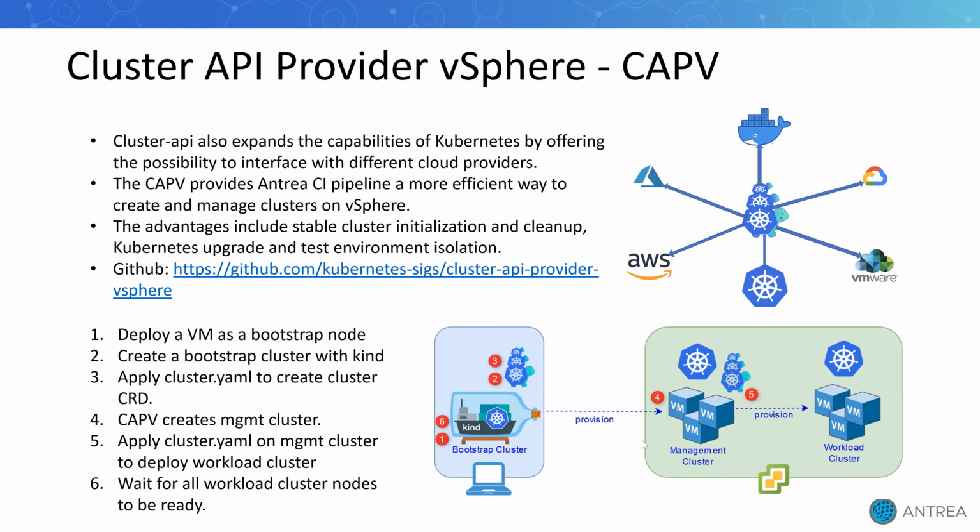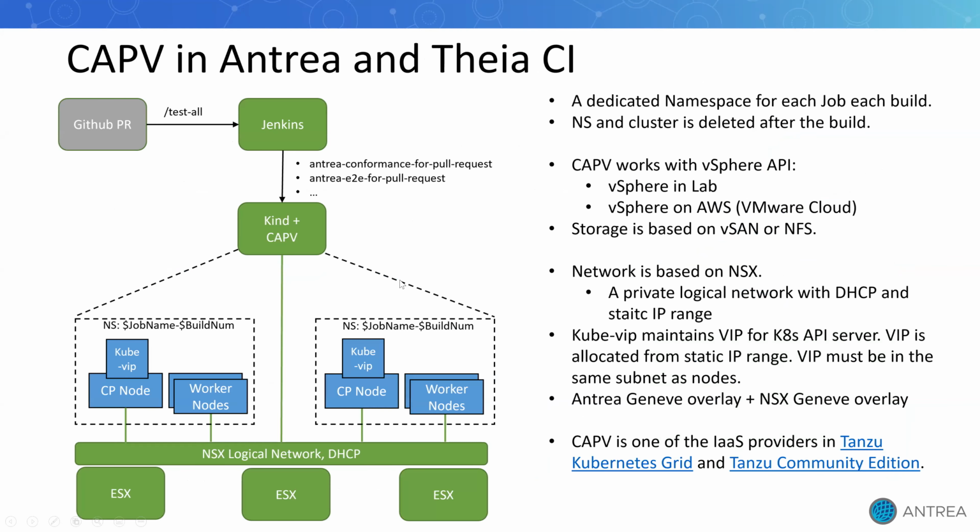So let me go to the next slide. Just now, Shuyang mentioned that we have an IP allocation method, and why that is needed for CAPV. I will talk about this, and look at the real deployment of our CAPV on VMware Cloud and in our lab.